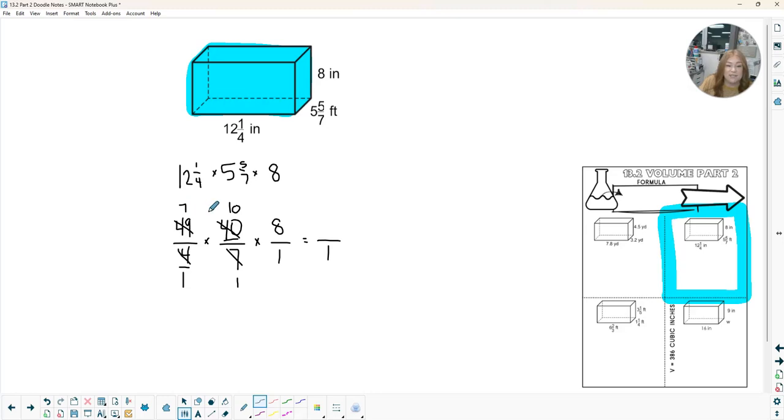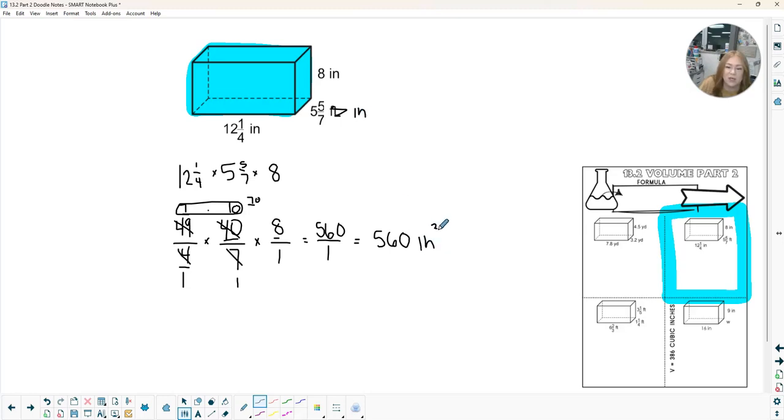So now I just have 7 times 10 is 70. And now I need to times that by 8. 7 times 8 is 56 with a 0. So our answer, 560 divided by 1 is 560. Oh, sorry, these should all just be inches.